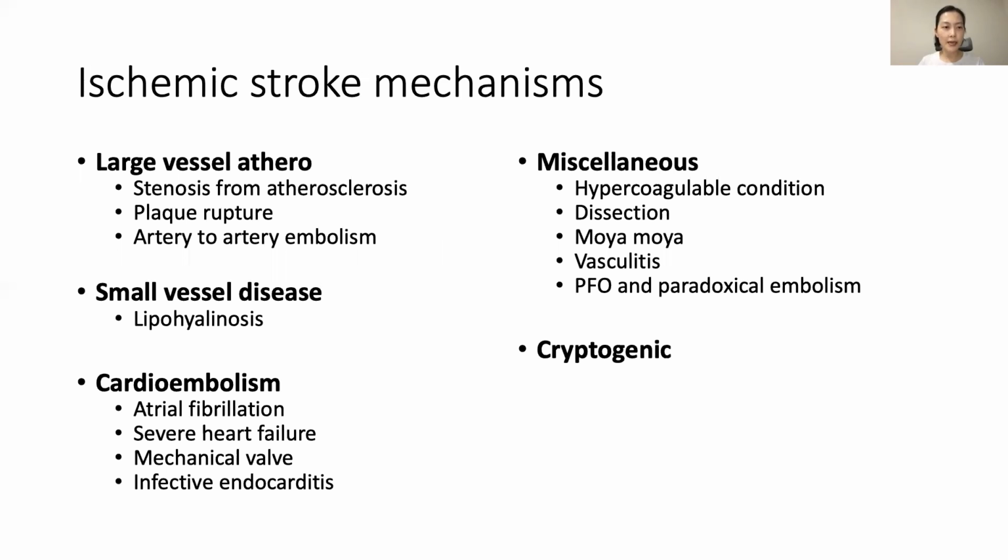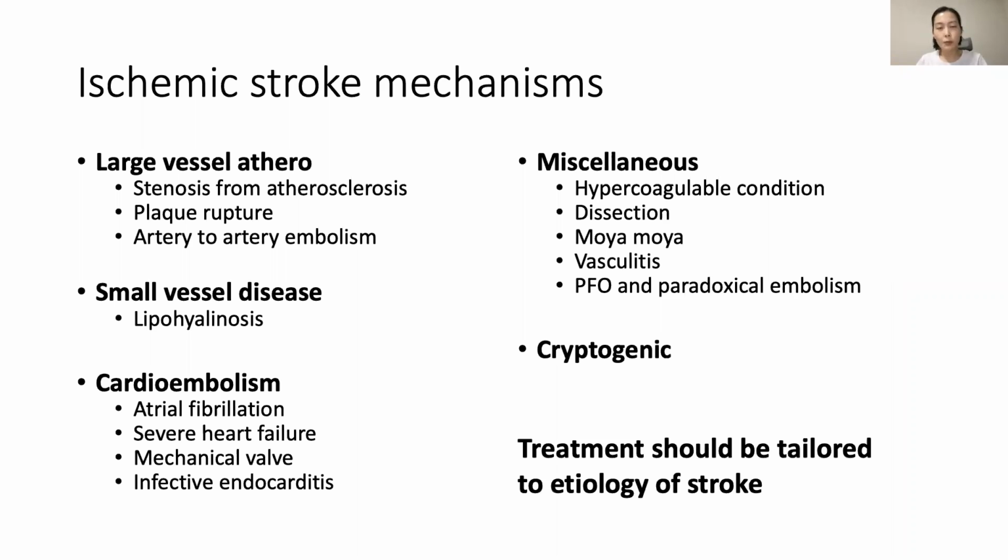So there are many stroke mechanisms, ischemic stroke mechanisms, hemorrhagic stroke mechanisms. We like to identify a cause. We like to put them in one of these 5 categories if possible, so that they can be on an appropriate regimen to prevent another one from happening. And really, stroke treatment should be tailored to each patient depending on the etiology of the stroke.